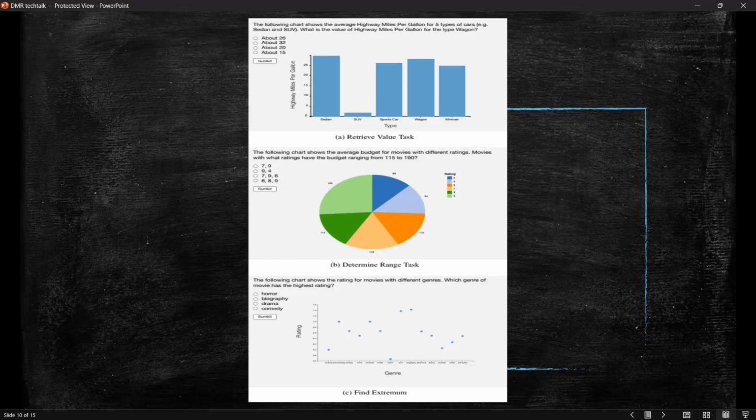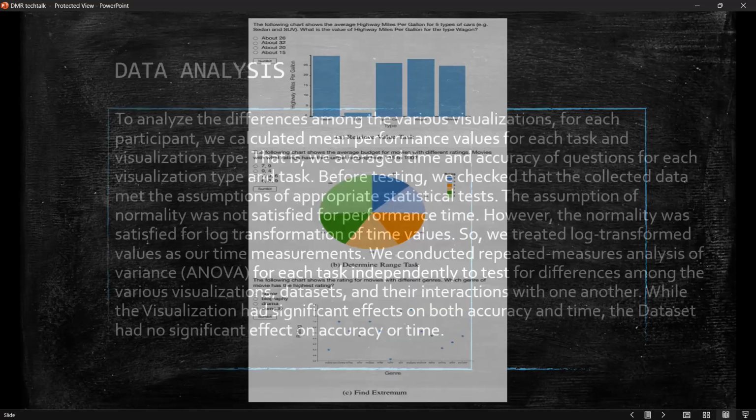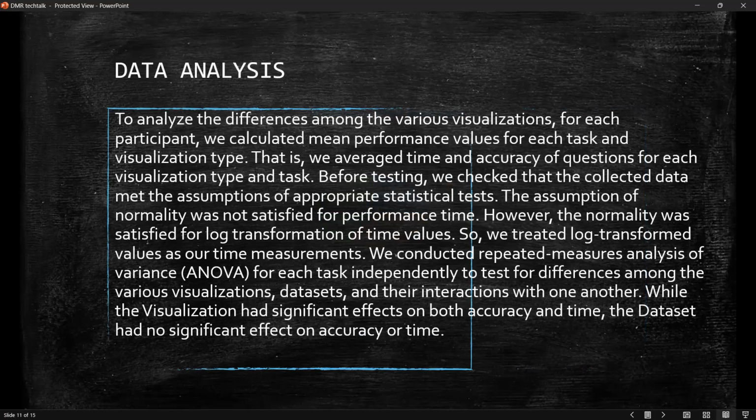It ranges from 115 to 190. The third one is about the rating for movies with different genres. Which movie genre was the highest rating is shown in the scatter plot. Coming to data analysis, to analyze the differences among the various visualizations for each participant, we calculated mean performance values for each task and visualization type. That is, we averaged time and accuracy of questions for each visualization type and task.